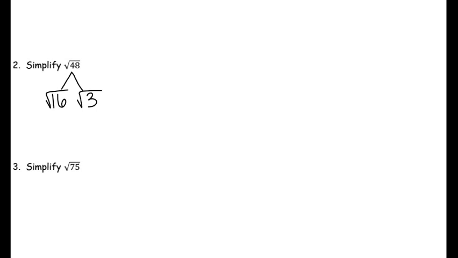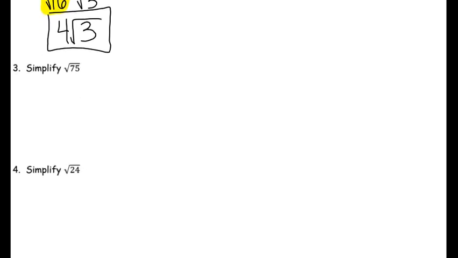Now you can look between these two and say, can you simplify the square root of 16 or can you simplify the square root of 3? You know that the square root of 16 is actually 4, so we can simplify the square root of 16 to be 4, or rewrite it. And then we'll also write the square root of 3, because we can't simplify the square root of 3 anymore because 3 is a prime number. So if you simplify the square root of 48, you have 4 times the square root of 3.